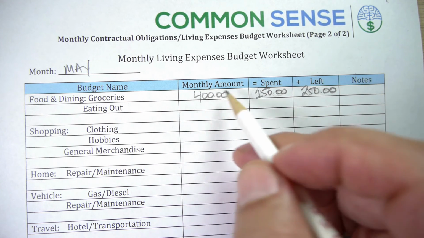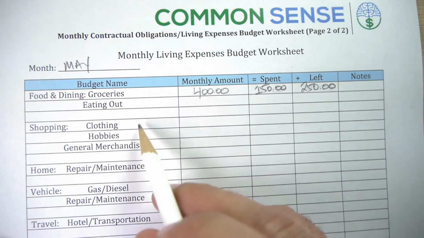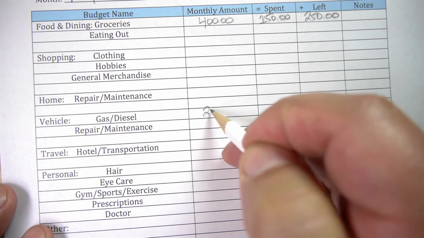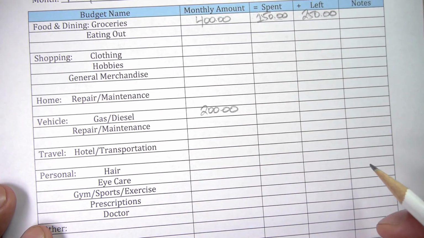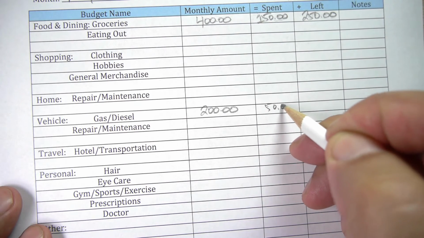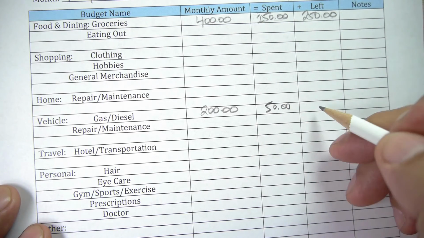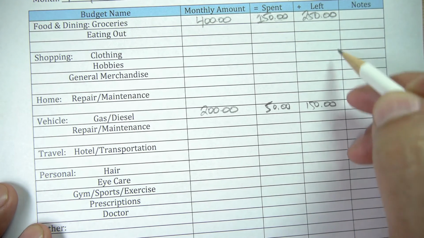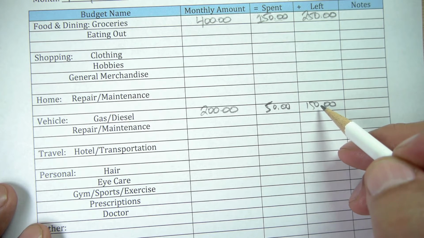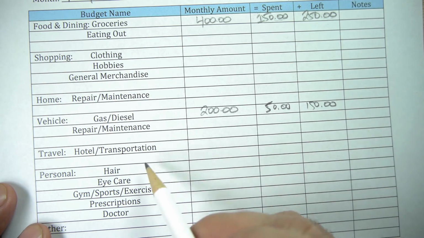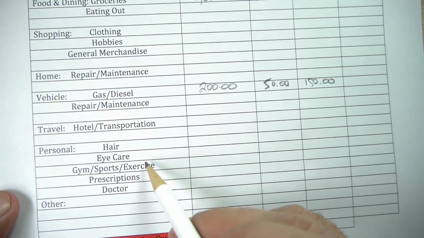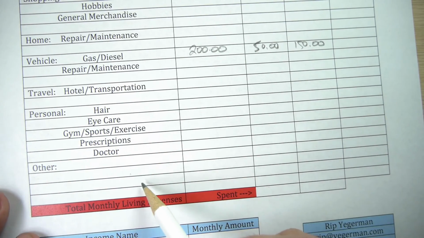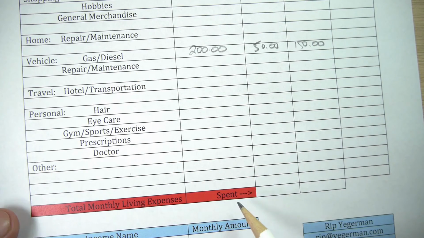So whether it's eating out, clothing, hobbies, repairs, maintenance, gas is another one we really want to track. Maybe it's a couple hundred dollars a month, and we spend $50 to fill up our car one week. We want to make sure we're allocating what we have left in the budget for gasoline. And hotels, transportation, hair, prescriptions, doctor. I tried to leave enough room for you to fill in your own things, and hopefully I hit a lot of what you're going to spend.